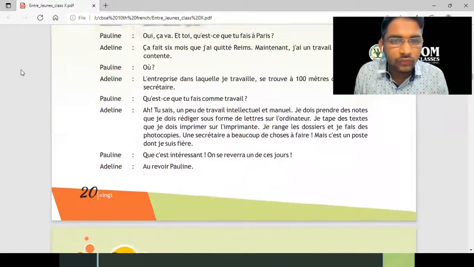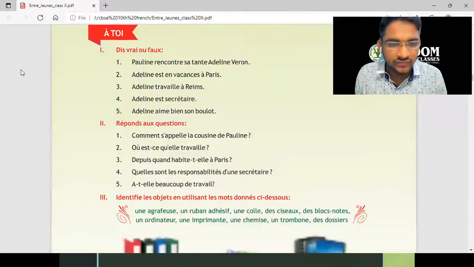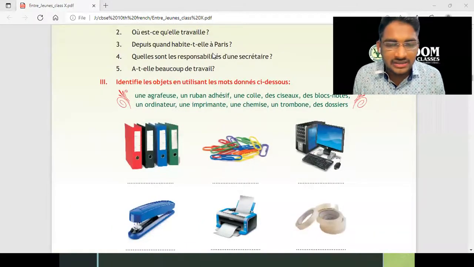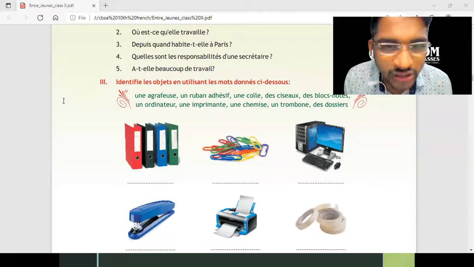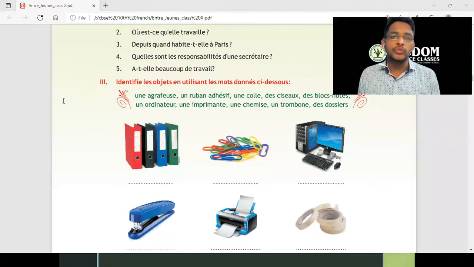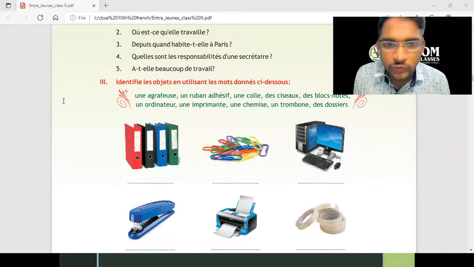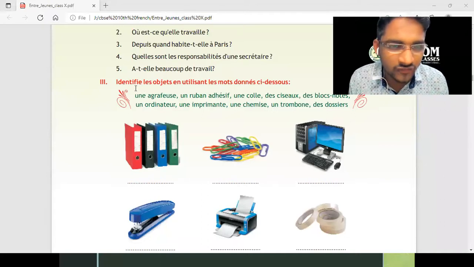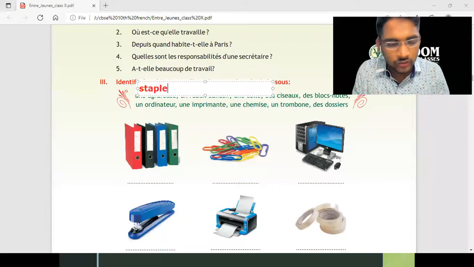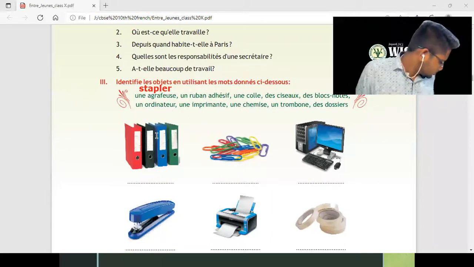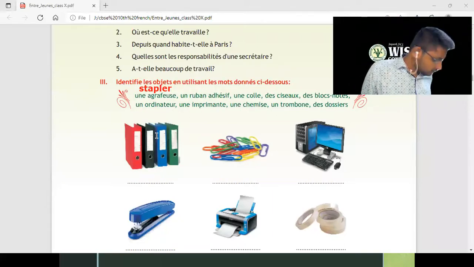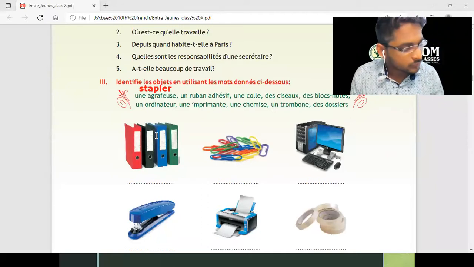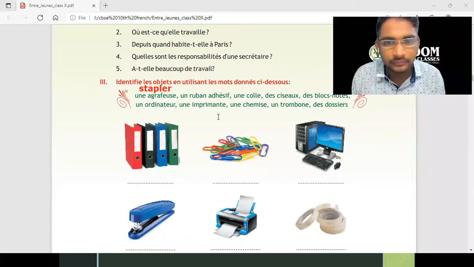Moving forward now. Okay, so we're done with half of page number 21. Let's start. What we have next is identifier les objets en utilisant les mots donnés ci-dessous. So identify the objects by using the words given below. First is agrafeuse. Agrafeuse is a stapler. Next we have ruban adhésif. Ruban adhésif is tape.